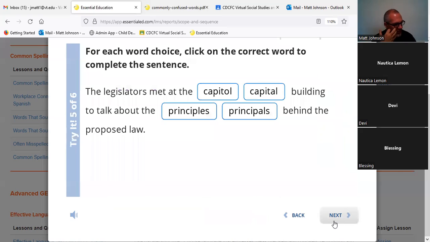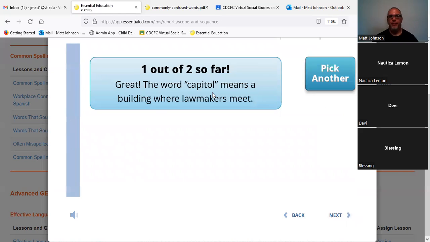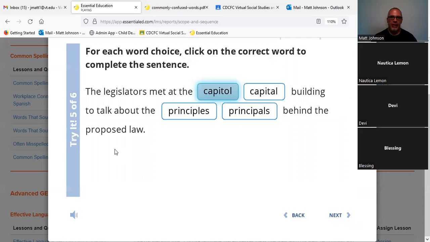We got a couple more examples, then we'll do the practice. Click on the correct word to complete the sentence. Yes. So the legislators met at the Capitol building to talk about the principles behind the proposed law. So capitol, O-L, because they're actually meeting at the location, not in the governing city of the state or Washington, D.C. They are meeting at a physical building. So the Capitol, O-L. Great. The word capitol means a building where lawmakers meet. All right. And to talk about the principles behind the proposed law.